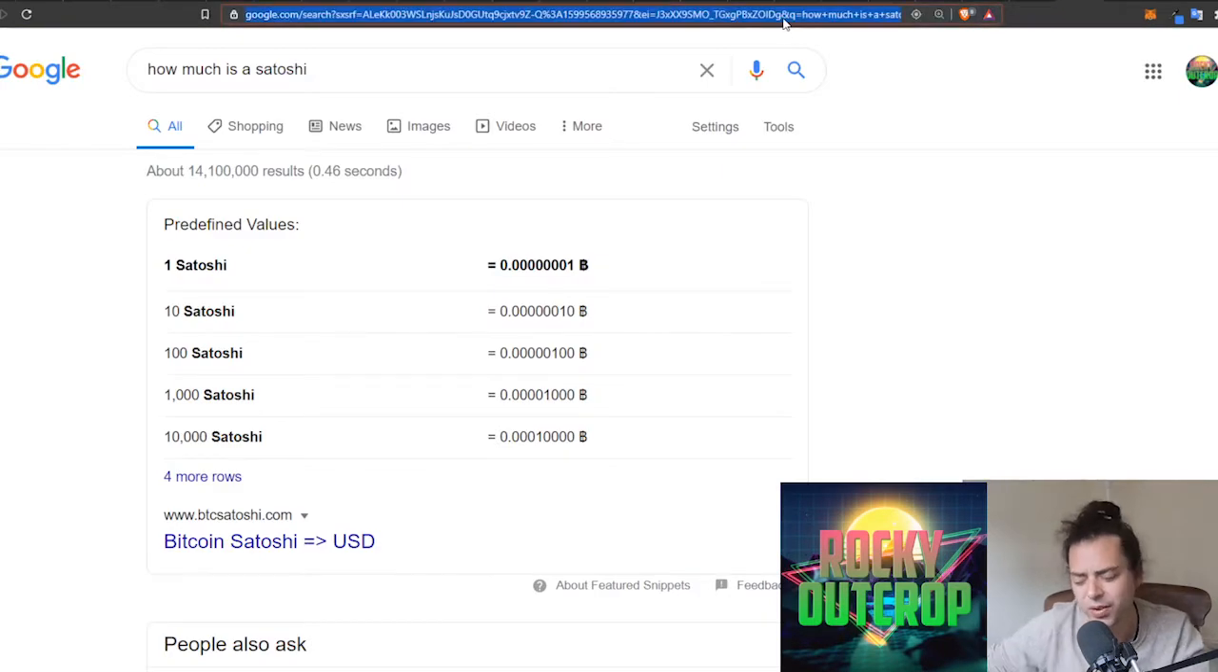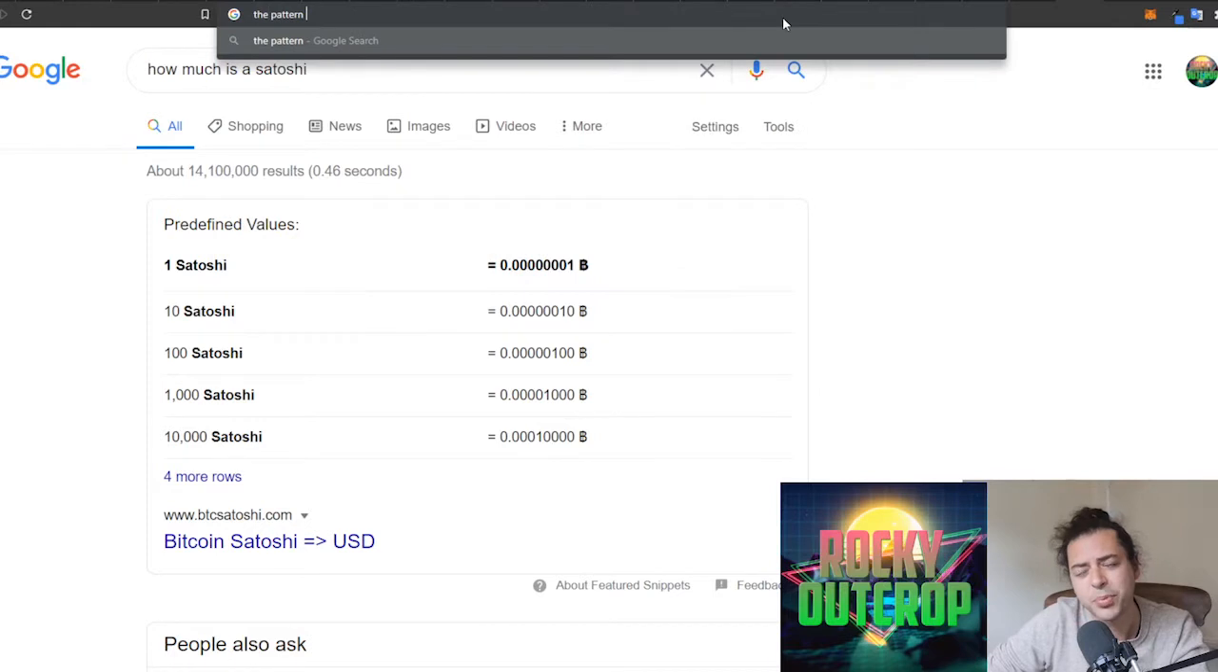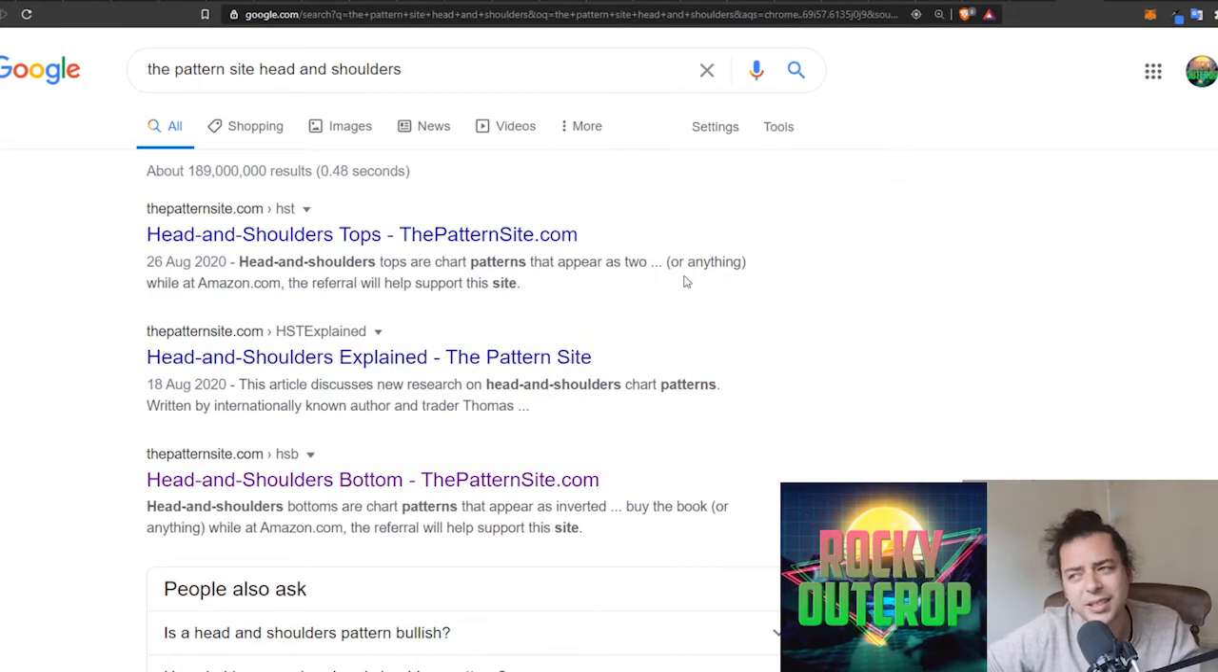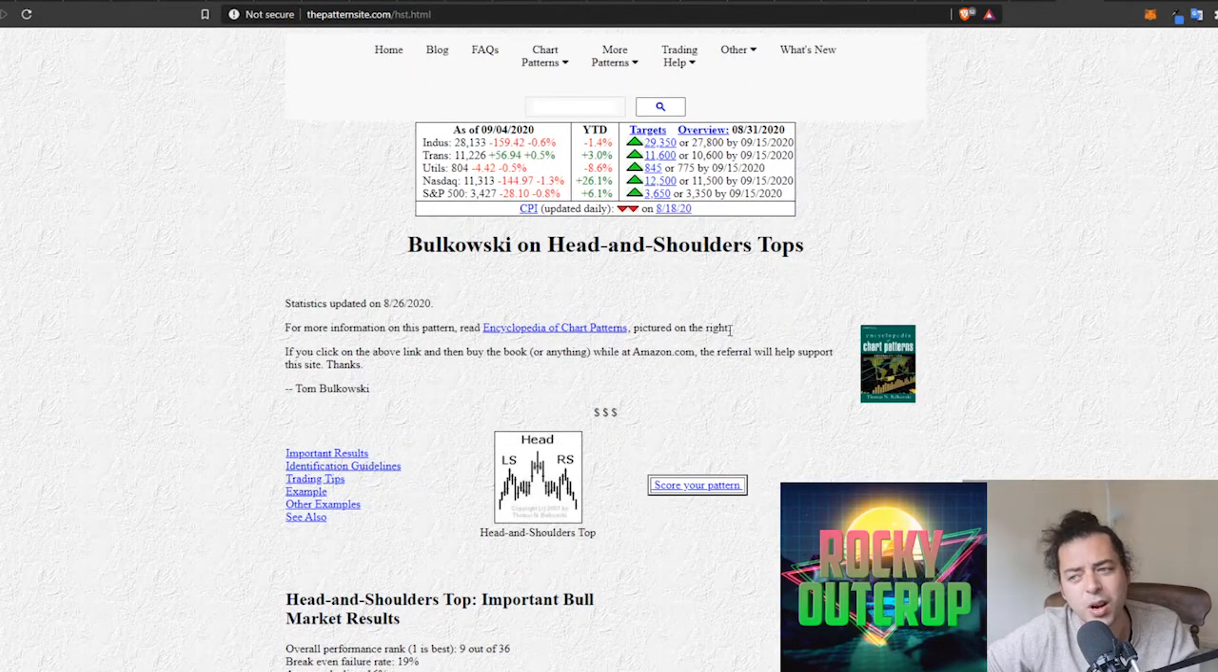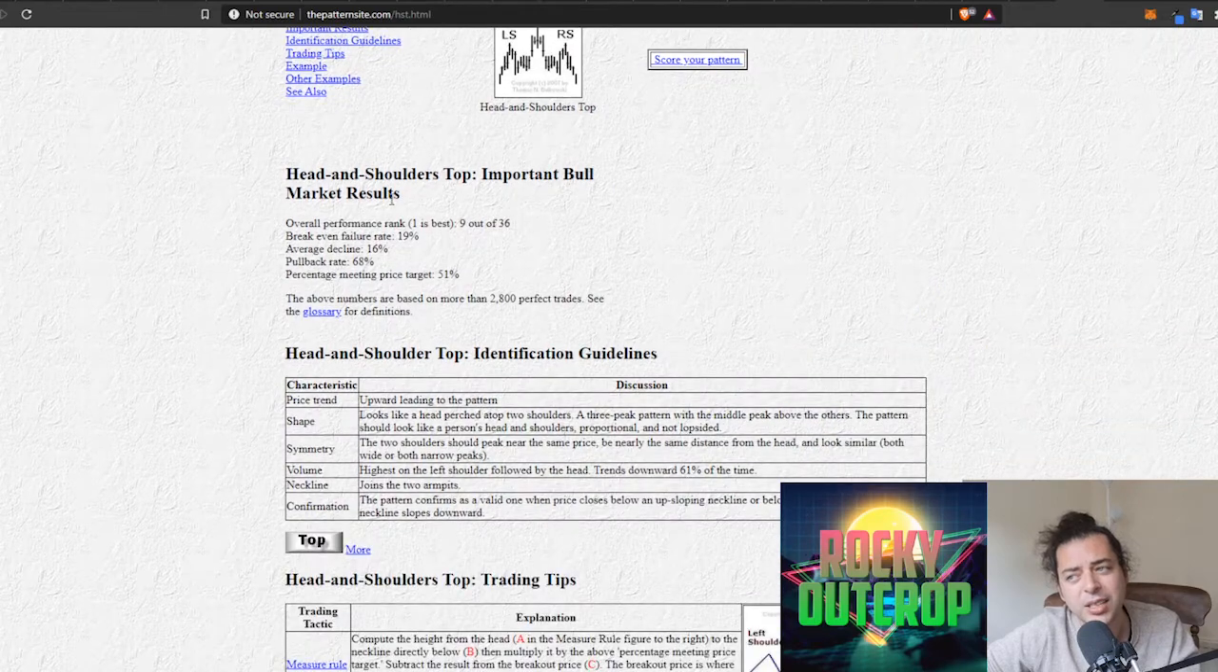How about we just dive on over to the pattern site here and get Bulkowski to tell us about the head and shoulders so that we can get a little bit more information, while I say that this isn't necessarily perfect in terms of the way that these things work. Generally speaking, what you're looking for with the head and shoulders would be a left shoulder, a head which is higher than the left shoulder, then a right shoulder which is commensurate in terms of its achievement with the left shoulder as well. And looking at this, you can see the overall performance.